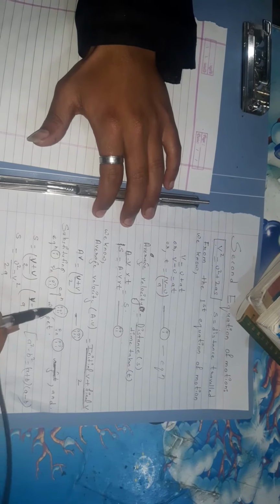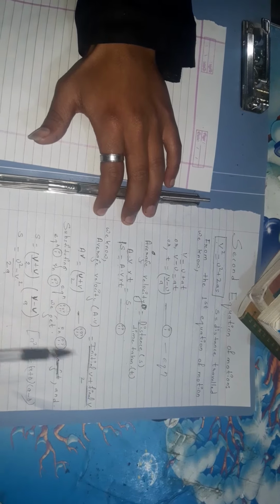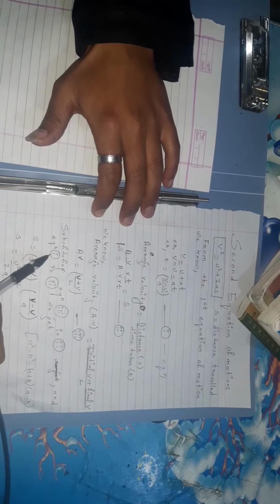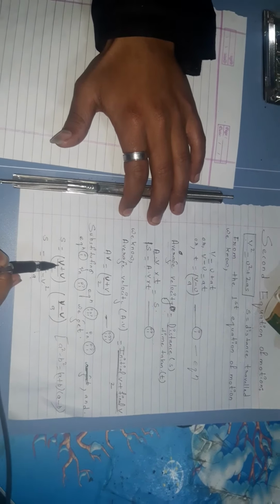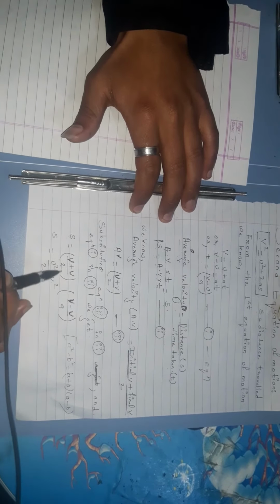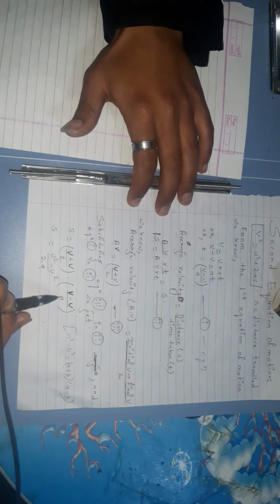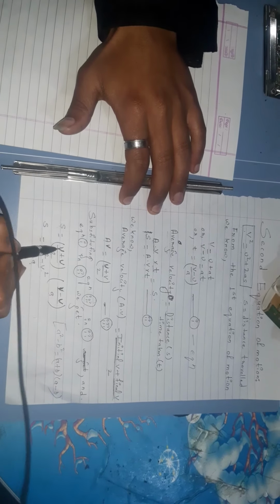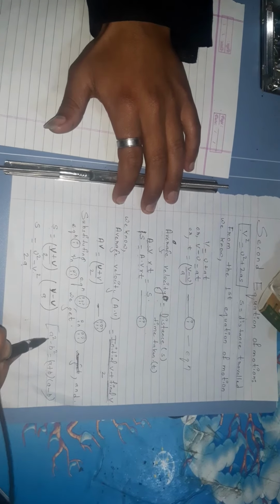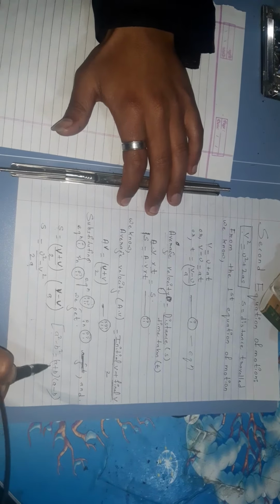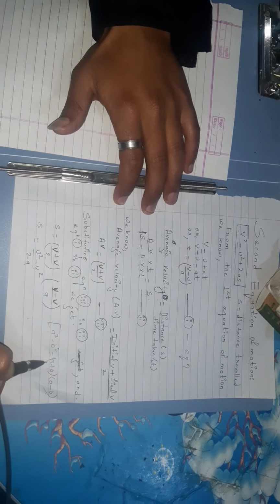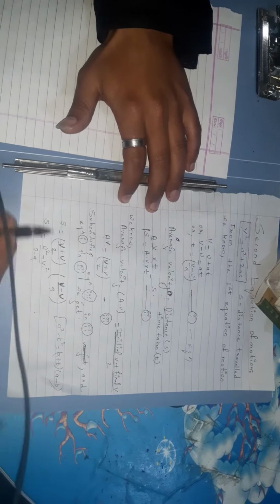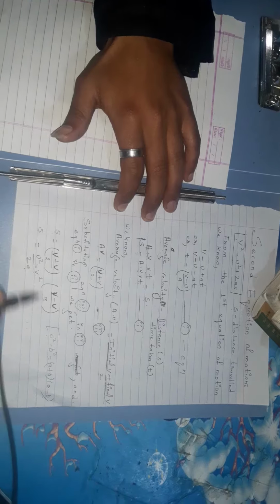Then substituting equation 3 and equation 1 in equation 2, the equation becomes s equals (v plus u) by 2 times (v minus u) by a. Then this (v plus u) and (v minus u) becomes the formula of a square minus b square, which is equal to (a plus b) times (a minus b). Then s equals (v square minus u square) by 2a.